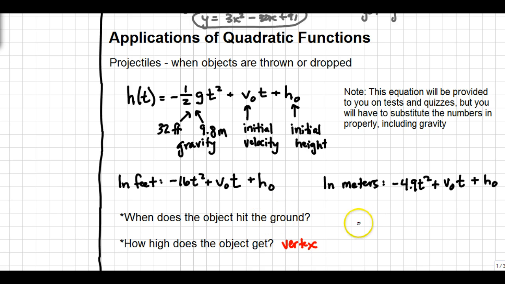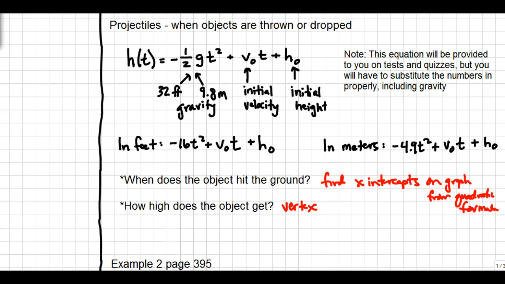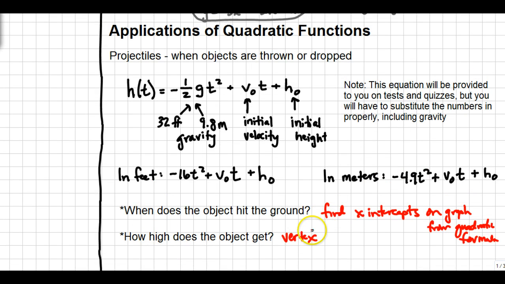When does the object hit the ground? If we're talking about an upside down parabola, usually when it hits the ground is where it crosses the x-axis. So for that, we would want to find the x-intercepts. Keep in mind that sometimes the x-intercepts are found on the graph. Sometimes they're found from something called the quadratic formula, which is something that we'll learn and or review later on in the chapter. But keep in mind that if you're asked either of these questions, they are things that you should be able to figure out mathematically, not from your opinion.